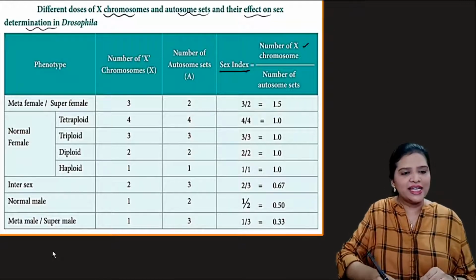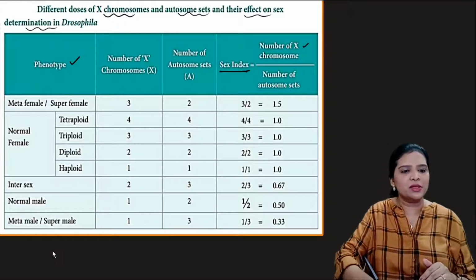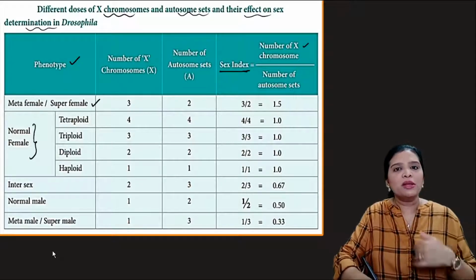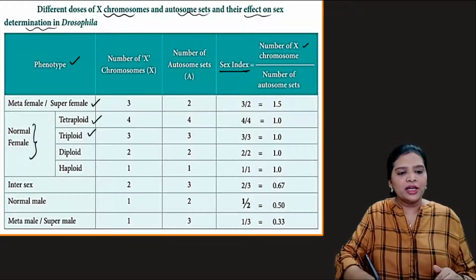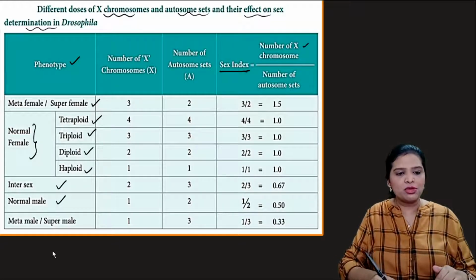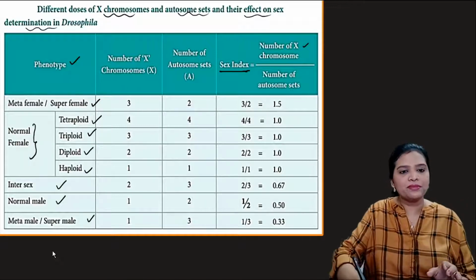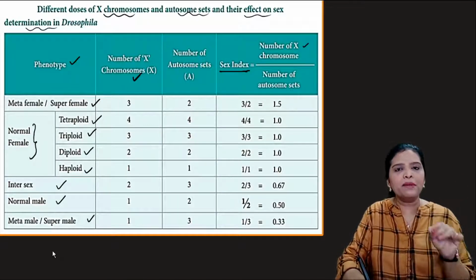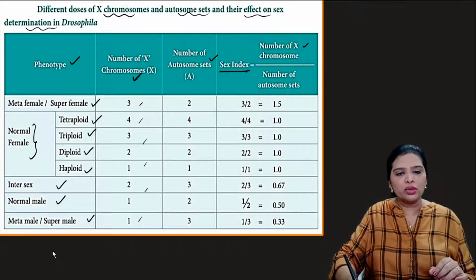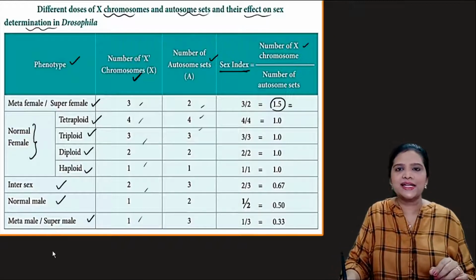Okay. So see here in this table, first they have given the phenotype. Phenotype means how the external appearance of the organism will be, whether it is a meta female or a super female, or whether it is a normal female. Normal female with tetraploid, triploid, diploid, haploid, like this ploidy condition, whether it is an intersex, normal male, super male or super female. This is given as phenotype characters. Okay. And this table denotes the number of X chromosomes, how many X chromosomes are present in the organism, and the number of autosomal sets. Okay. So when you divide this, how much will you get?